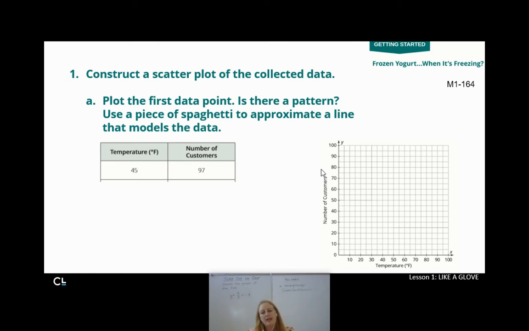So go ahead and go through parts A, B, C, D, all the way down until you've plotted all 5 points, and keep trying to draw a straight line through them. Again, it helps if you have a dry spaghetti noodle that's super straight and doesn't bend, to try and approximate a line that would model your data. So go ahead and hit pause to work your way through these, and then hit play when you're ready to keep the discussion going.